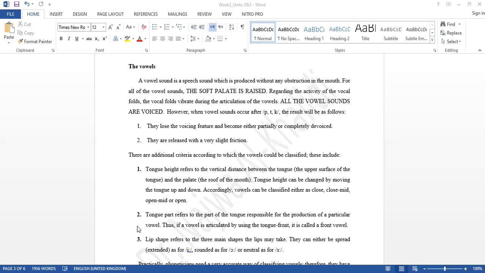So according to this, the tongue virtually is divided into three main areas. Front area, this is number one. Number two, we have the central area in the middle of the tongue. And we have the last area, which is called the back area of the tongue. So we have a front, center, and back area of the tongue. So it is very important to mention at which area a specific vowel is articulated.